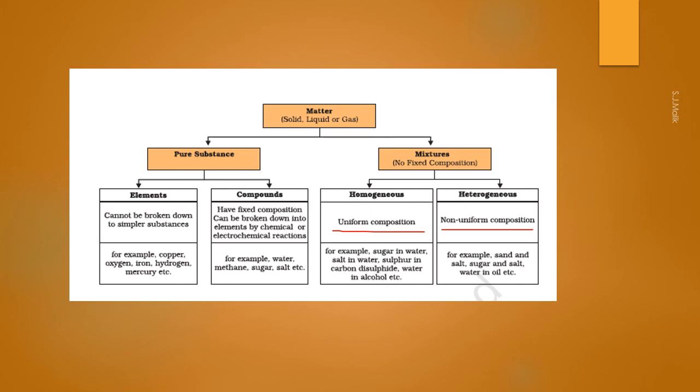Examples of homogeneous mixtures are sugar in water, salt in water, that is uniform composition. Heterogeneous mixtures are sand and salt, sugar and salt. Pure substances are elements and compounds. Elements cannot be broken down into simpler substances. Compounds have fixed composition and they can be broken down into elements. Why? Because they are made up of elements. Examples of elements are copper, oxygen, iron, mercury. And compounds के example हैं water, methane, sugar, glucose.